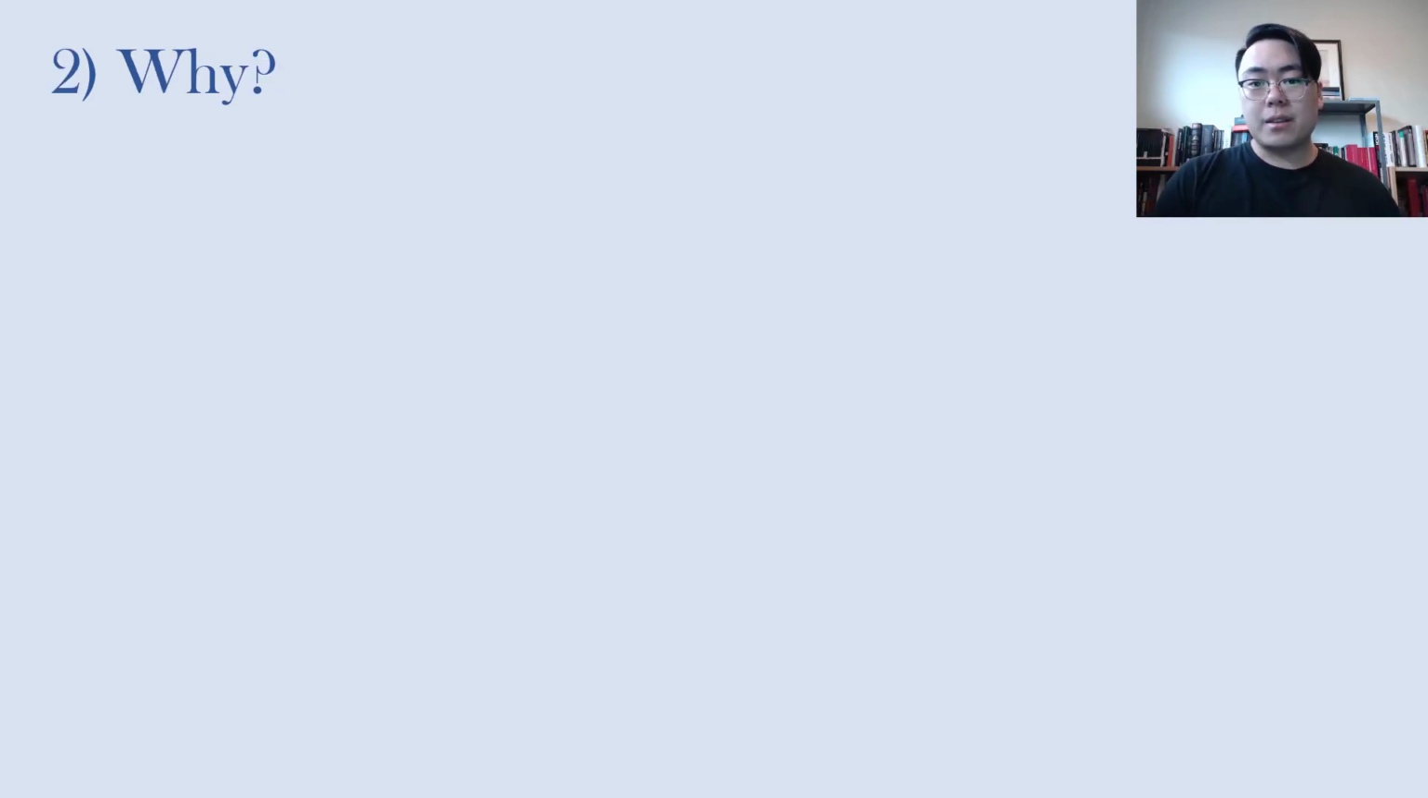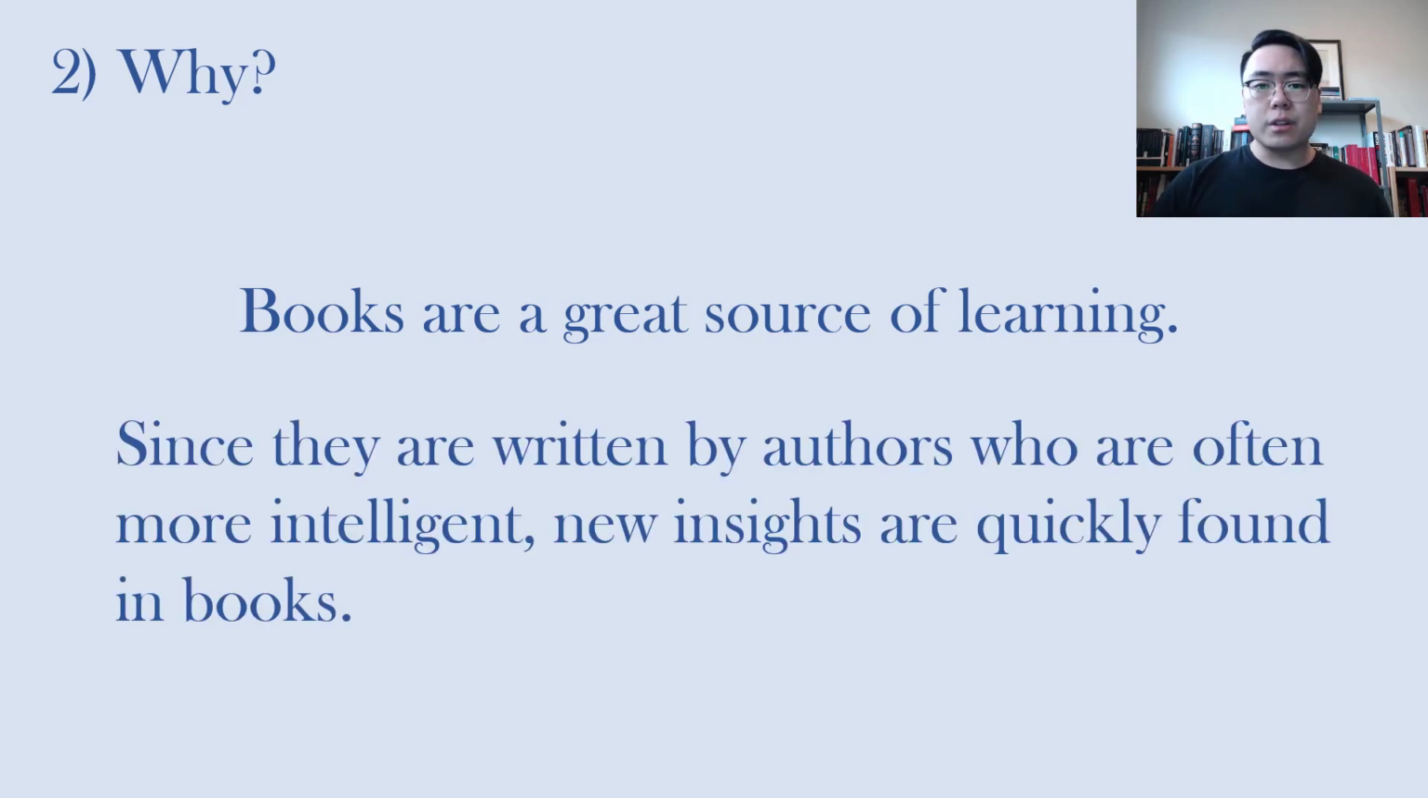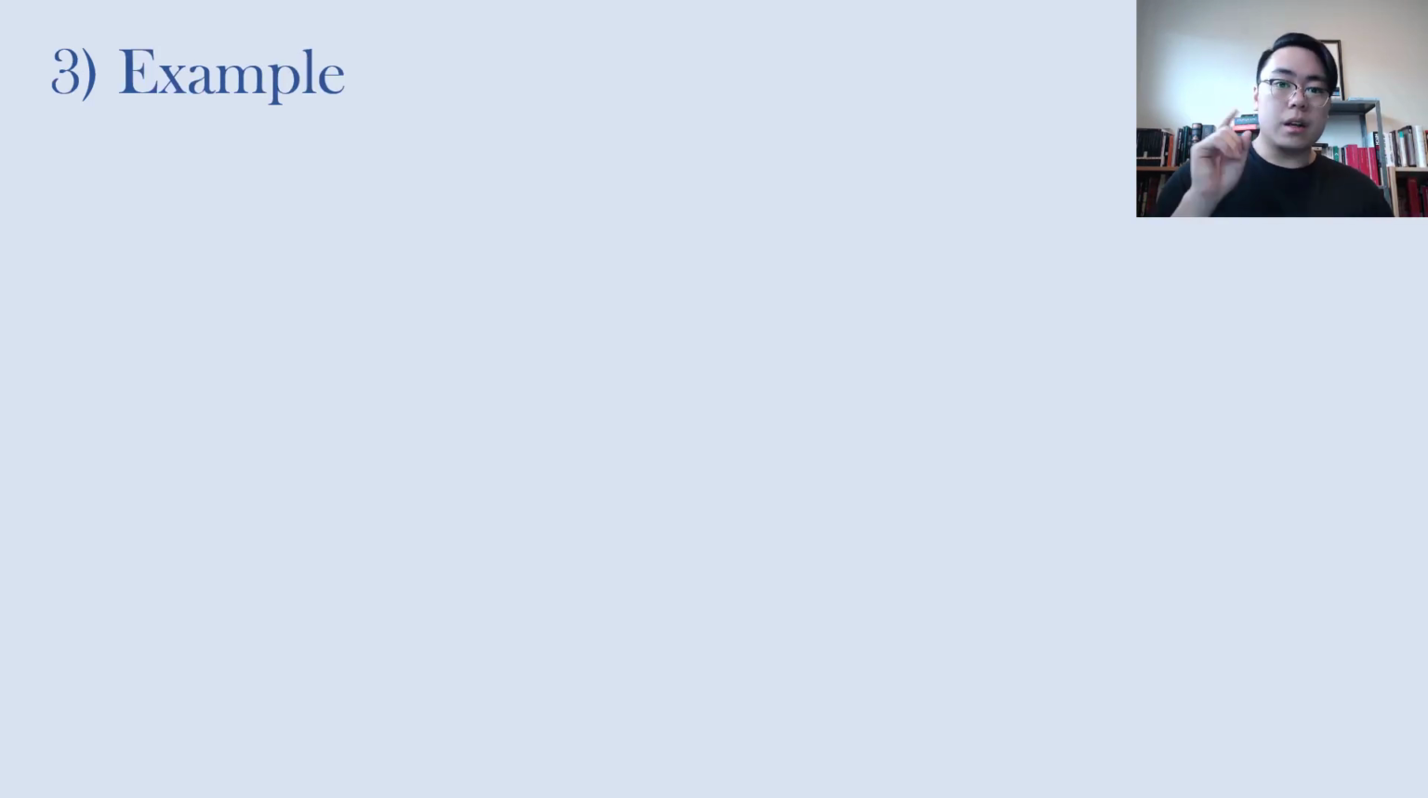The second way that we can expand is we can ask why. This is a very, very big one, I'd probably say. Let's look at this sentence. Books are a great source of learning. Okay, same sentence. Now we're going to ask why this is the case. So I expand: since they are written by authors who are often more intelligent, new insights are quickly found in books. So you said that books are a great source of learning, but it's not immediately clear why they are a great source of learning. It might be obvious in your mind, but remember, if you don't put it down on paper, you're not going to get marked.